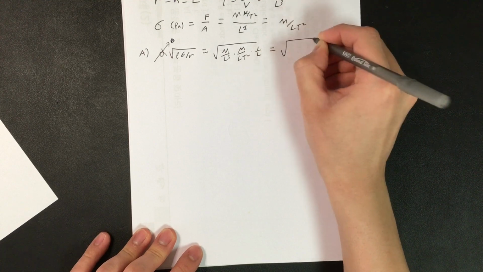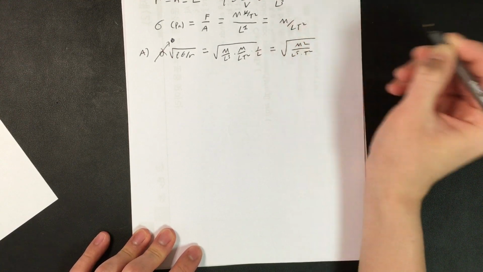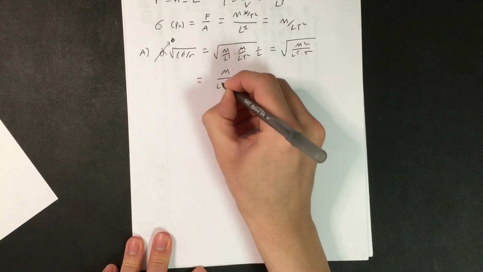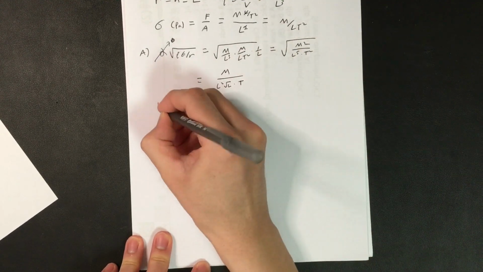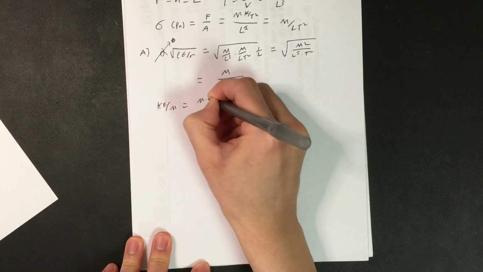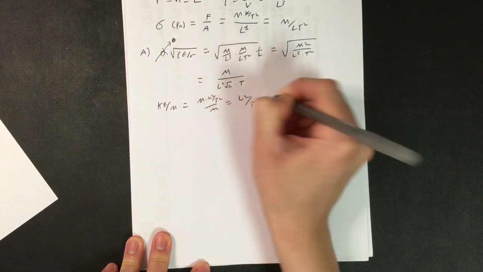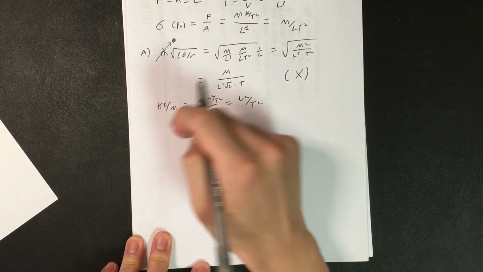In which this equals the square root of m squared over L to the fifth times t squared, which equals m times L squared times square root of L times t. But kinetic energy over mass should equal m times L squared over t squared divided by m, which equals L squared over t squared, in which for A, the expression does not correspond to kinetic energy per mass.